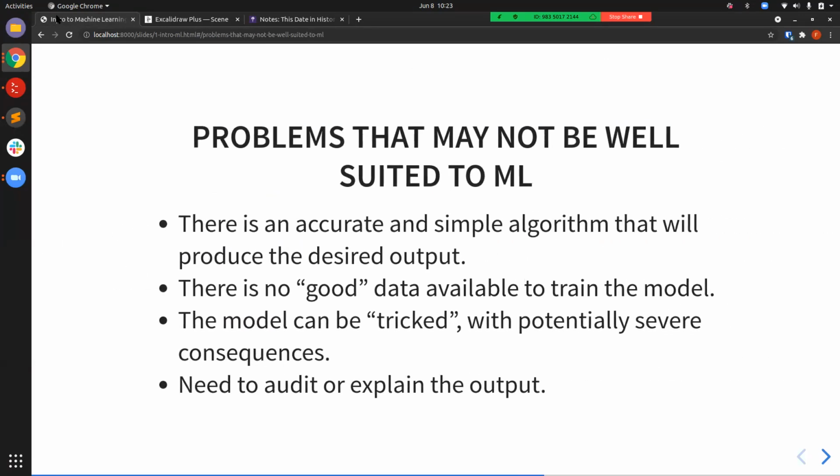Okay. So if we have an accurate and simple algorithm, we don't need machine learning, right? If it's too complicated to explain in a simple algorithm, then machine learning is a good candidate. If there is no good data available to train the model, it's not a good candidate for machine learning. If the model can easily be tricked, if we're concerned about robustness, for example, in the self-driving car example, where there are severe consequences for tricking the model, that might be tricky. And of course, if we need to audit or explain the output, some machine learning models are not very good at that.